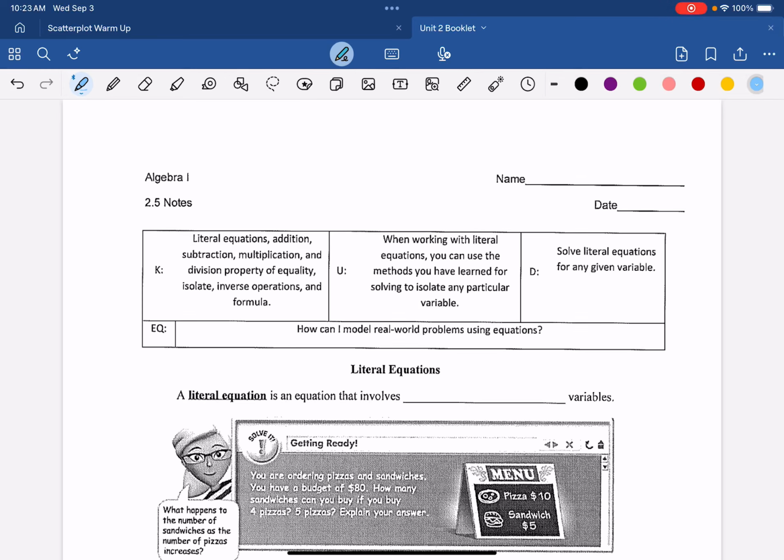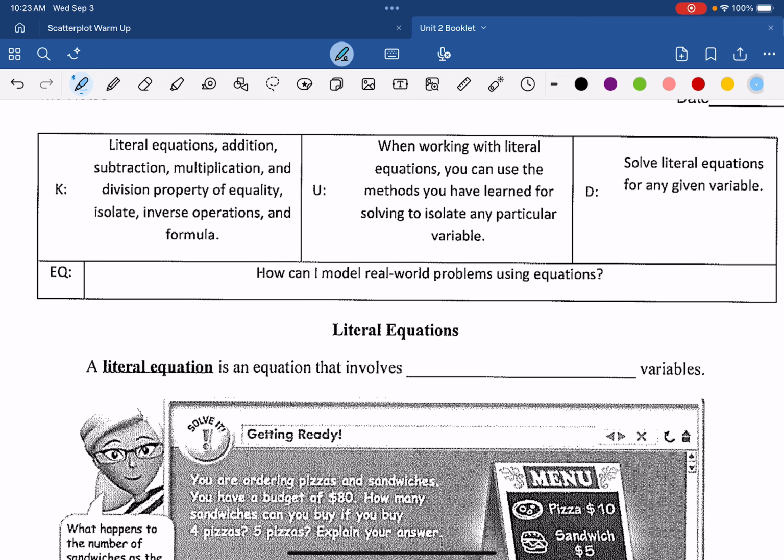Okay, today we're doing the 2.5 notes. We're still solving equations, but you'll notice today we're talking about literal equations. Now, literal equations are equations that involve two or more variables. So now we're going to be seeing more than one variable. In 2.1 to 2.4, I only had one variable that I was getting by itself. These equations, we're going to see two or more variables.